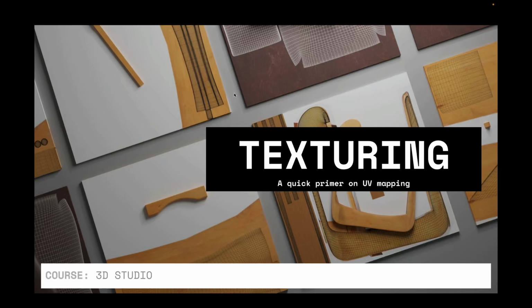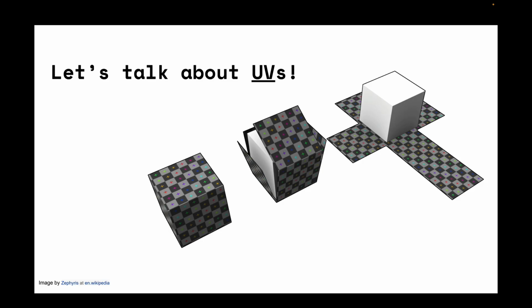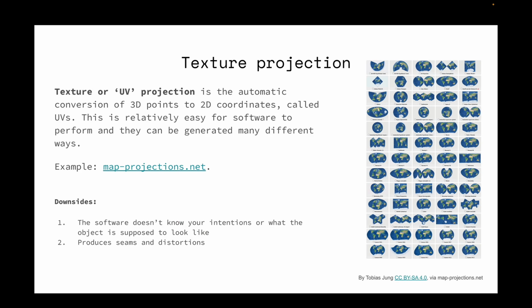So this presentation will cover texturing and UV mapping for 3D models and objects. Texture projection is one method that we can use to essentially get a 2D image and a 3D object to be mapped together. And essentially for projection, 3D objects have their 3D coordinate system automatically converted to a 2D coordinate system called U and V.